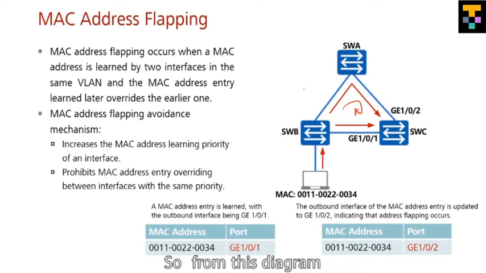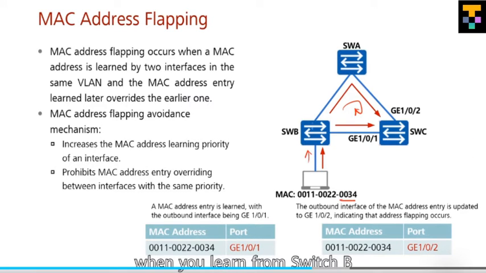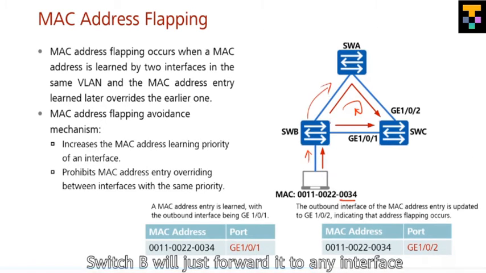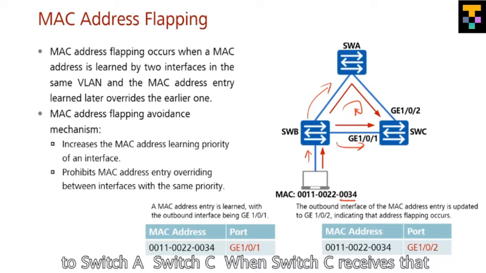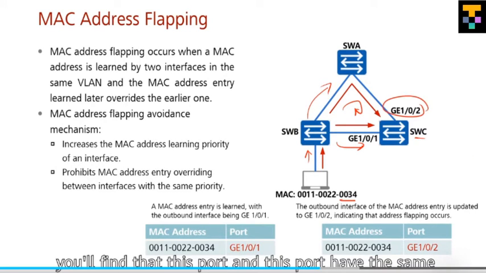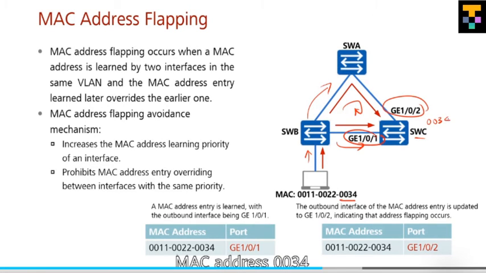So how it works, from this diagram, you see that when you learn 0034 from switch B, you forward it to any active interface, going to switch A and switch C. Until switch C receives that, you'll find that this port and this port have the same MAC address, 0034.